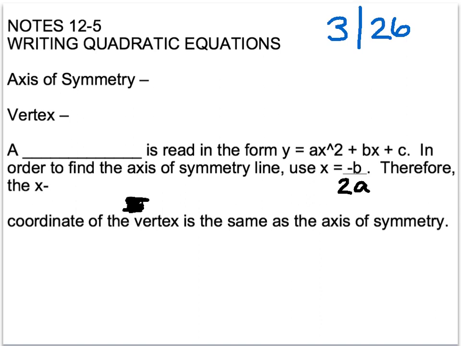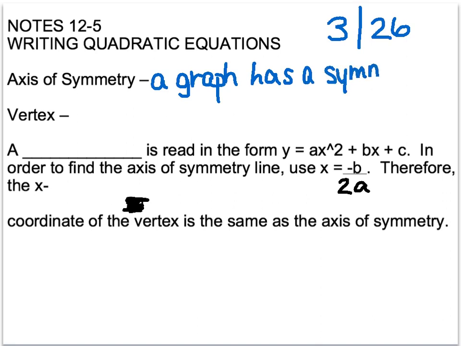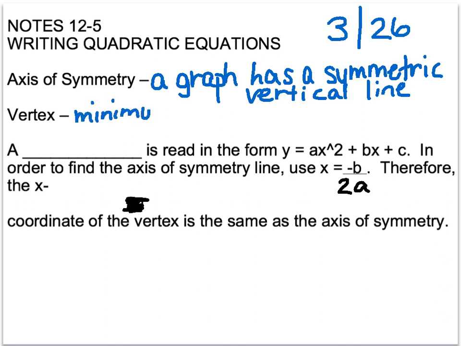The axis of symmetry of a graph is a symmetric vertical line. And the vertex is the minimum or maximum point, which is also called the turning point.